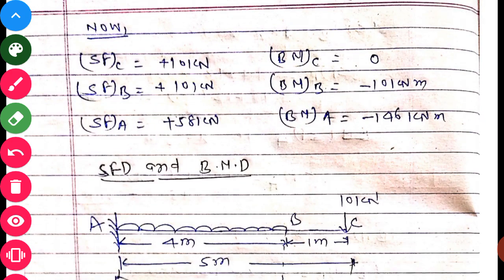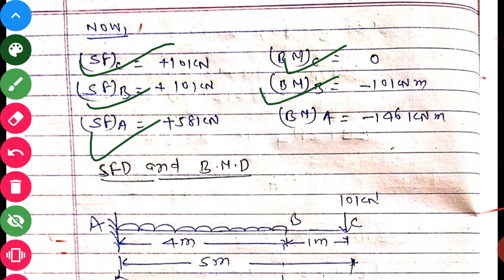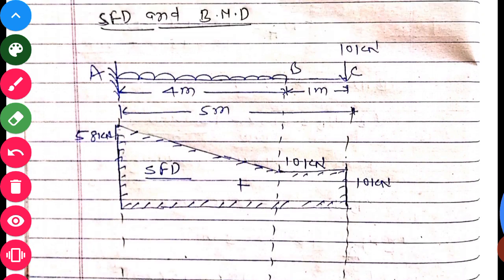Now after calculation on all of the data, we can write here: shear force at C is equal to 10 kilonewton, shear force at B, shear force at A, we have already calculated. Bending moment at C is equal to 0, bending moment at B is equal to minus 10 kilonewton meter, bending moment at A is equal to minus 146 kilonewton meter. We have already calculated it. So it's the final shear force and bending moment diagram of the current question.